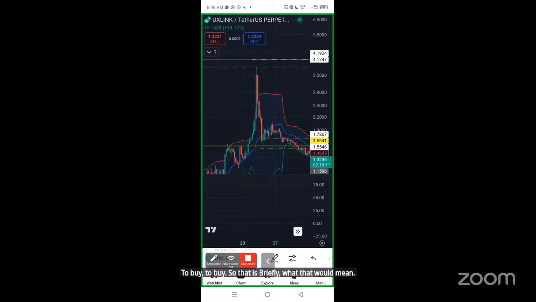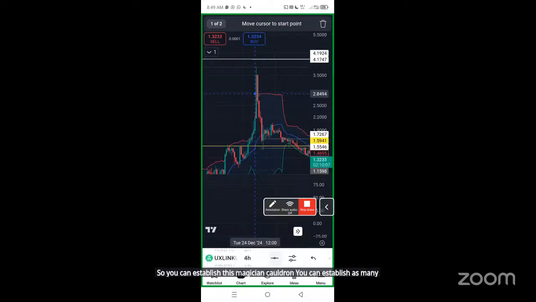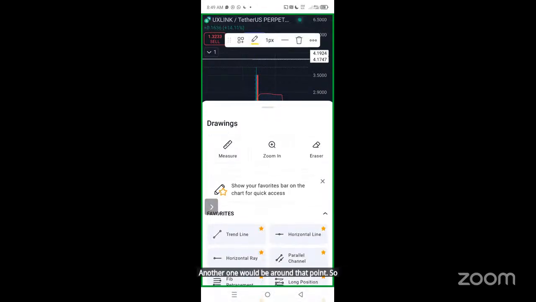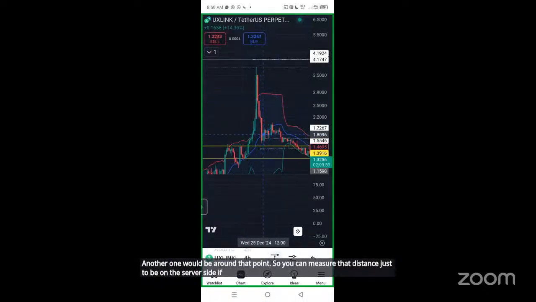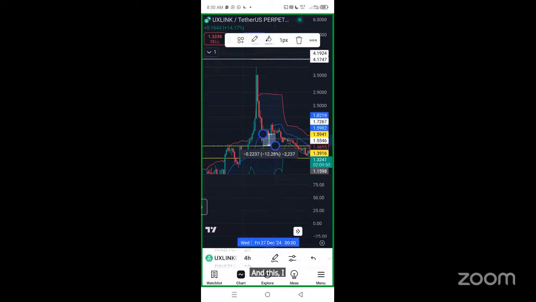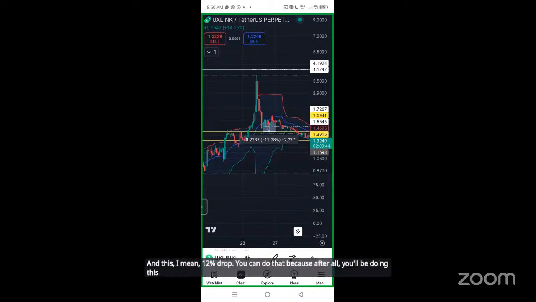So you can establish this margin call drop. You can establish as many margin call drops as you can. Another one would be around that point. You can measure that distance just to be on the safer side. If you establish, for example, this point as the preset, you will measure this distance. This is almost a 10, 12% drop. You can do that because after all, you'll be doing this with the intention of avoiding too much floating loss.